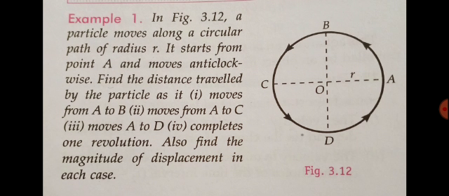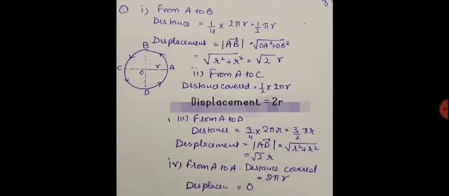First case is when it moves from A to B, and second we have when this particle moves from A to C. For the third part, when this particle moves from A to D, and fourth when it completes a revolution, meaning for one complete revolution around this circle. So basically we have to take these 4 cases and we will find the distance traveled. Now let us take this solution.